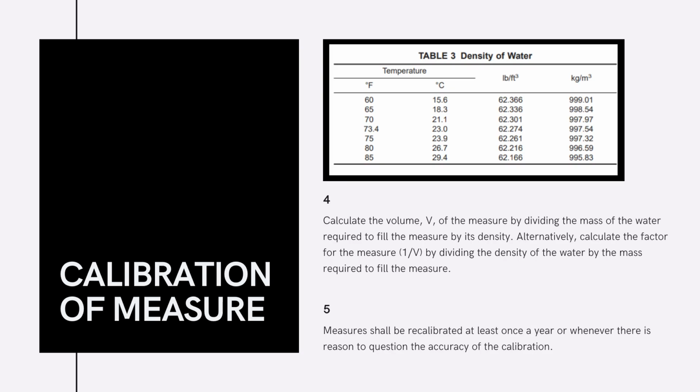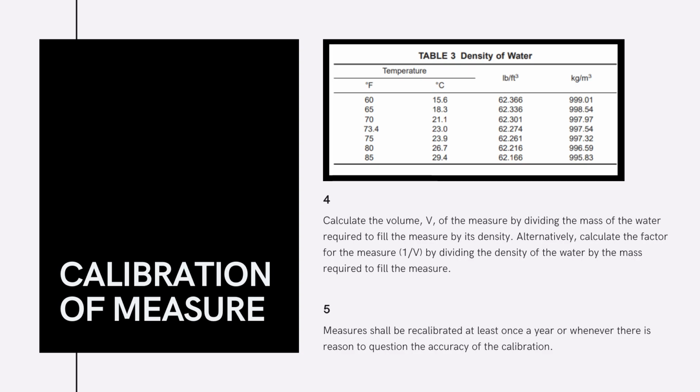Calculate the volume V of the measure by dividing the mass of water by its density. Alternatively, calculate the factor for the measure by dividing the density of the water by the mass required to fill the measure.